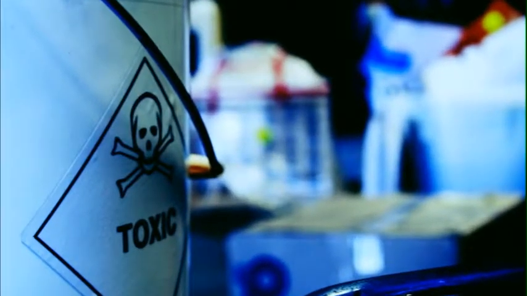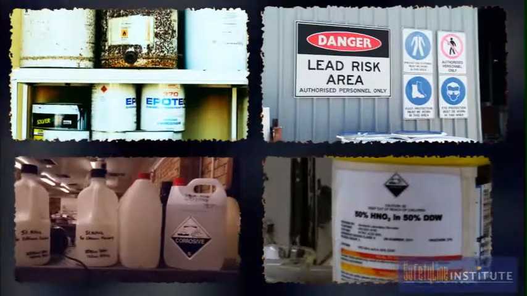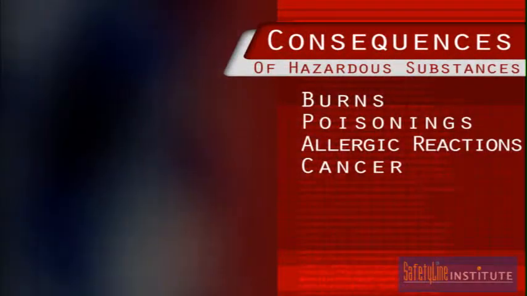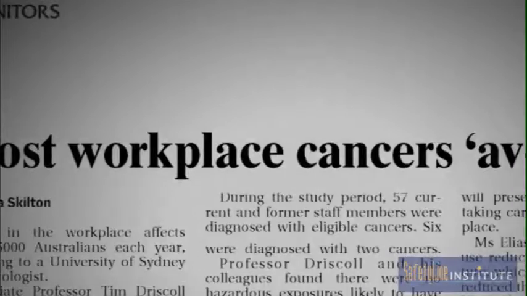Hazardous substances are any chemicals or other materials that may put people at risk. They include pesticides, acids, solvents, cleaners, paints, asbestos, wood dust, and welding fumes. Burns, poisonings, allergic reactions, and cancer. These are some of the consequences of unsafe use of hazardous substances at work.